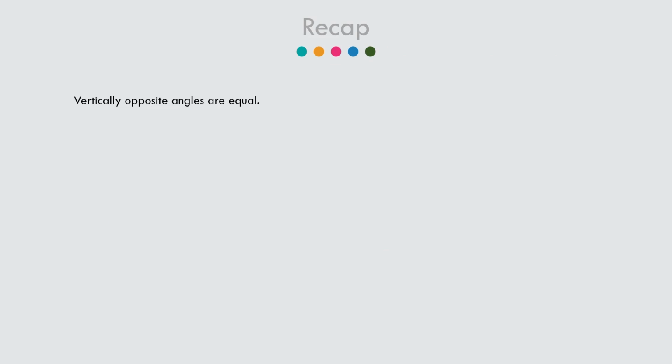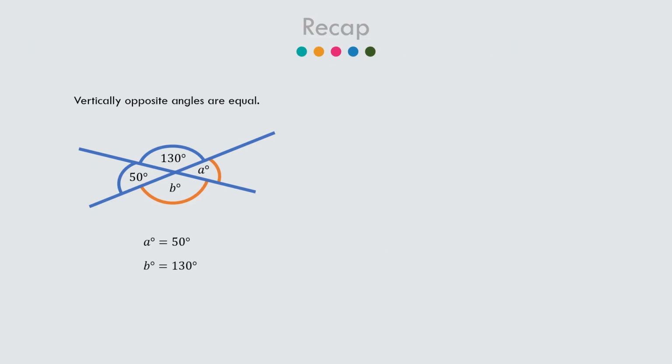Vertically opposite angles are equal. There's no maths in this example. All we have to do is read the opposite angles to get the answers. So angle A must be 50 degrees, and angle B must be 130 degrees.